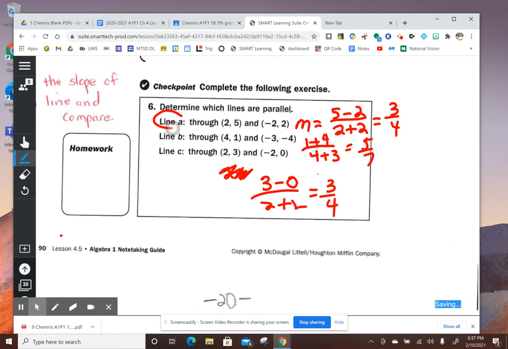So that means line A and line C are parallel. And we would say A is parallel to C. Okay, and that's it.